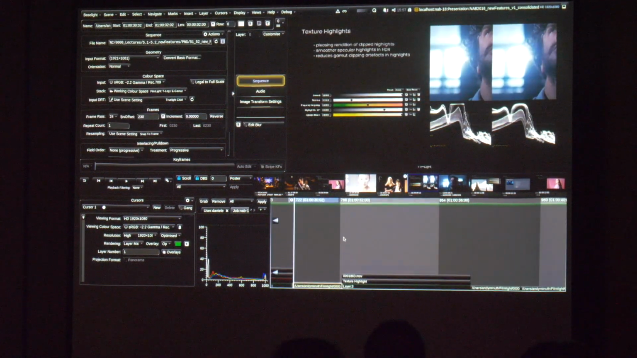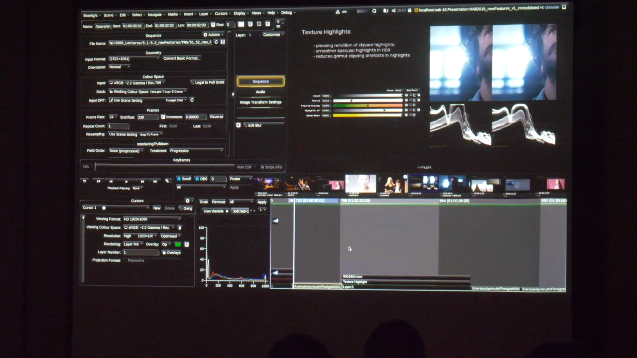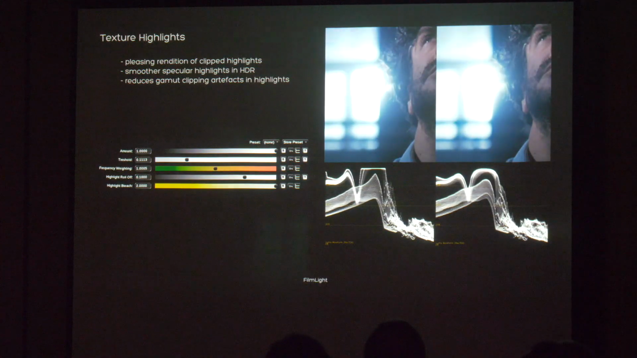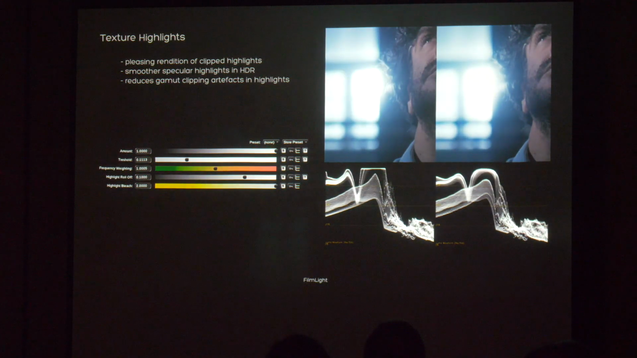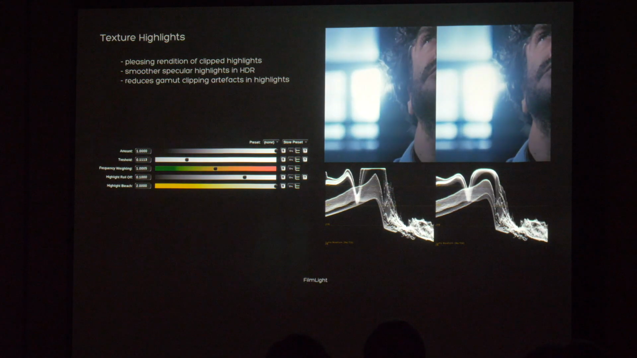Next thing, texture highlights. That's a tool specifically intended for HDR color grading, but you can also use it in SDR. So here we see the original, the untreated image on the left, and there we see that we have a really strong clipped highlight, also some gamut clipping artifacts here around the edges that are a little bit cyan or turquoise. Also here below I have put a Luma waveform representation. Here we can see really it's cut off.